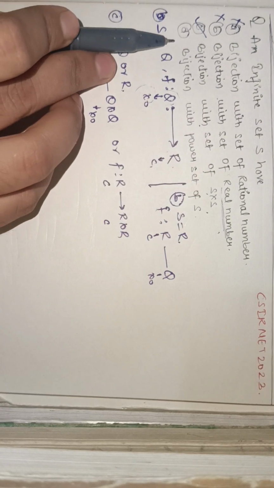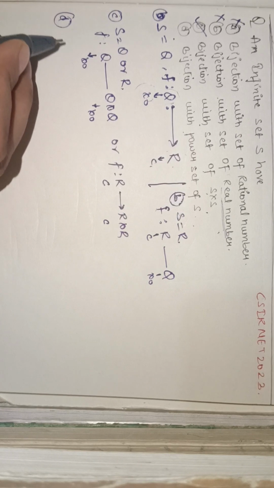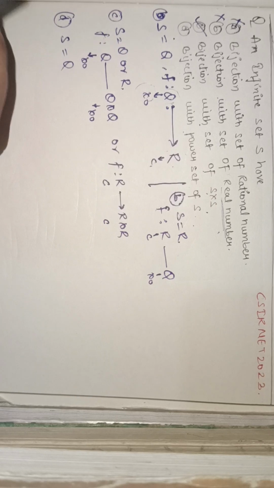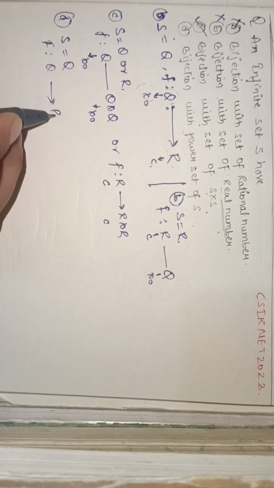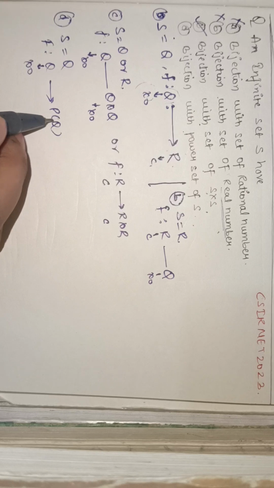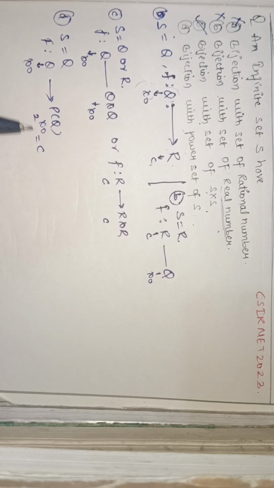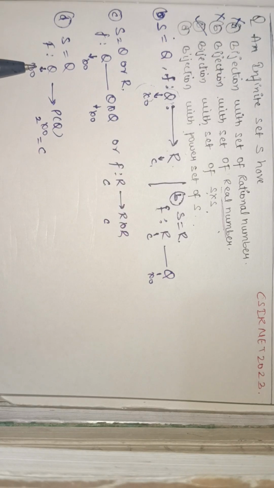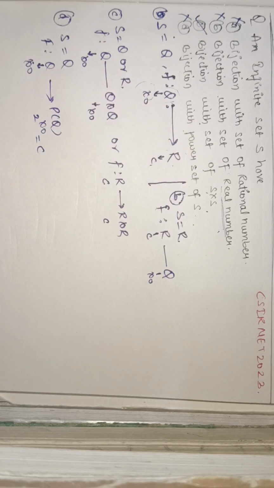Now the option, bijection with the power set of S. Here if we take S equals Q or R, if we take Q, that is the rational numbers, and f from Q to the power set of Q, we know the cardinality of Q is aleph naught and the cardinality of the power set is 2 to the power aleph naught, that is equal to the continuum. So here the cardinality is not the same, so we cannot say this is a bijection, so this option is also incorrect. So the option with S cross X is correct. This is a concept based on cardinality and functions. So this is the solution of this question.